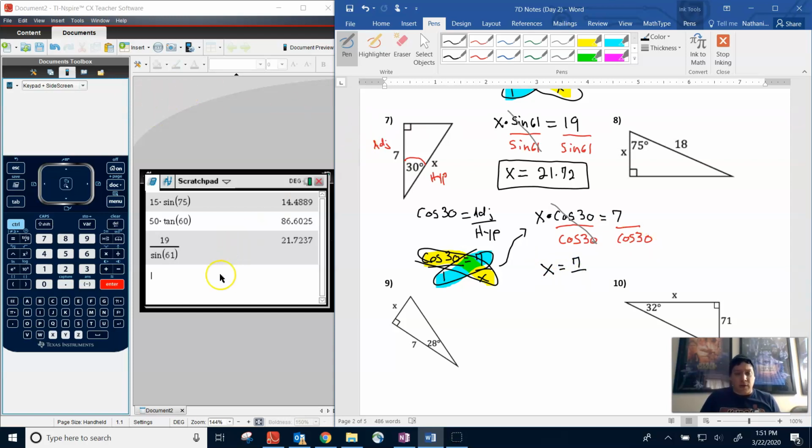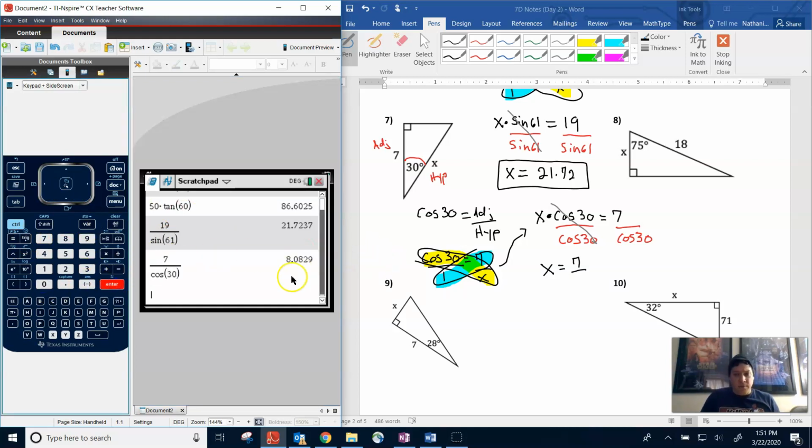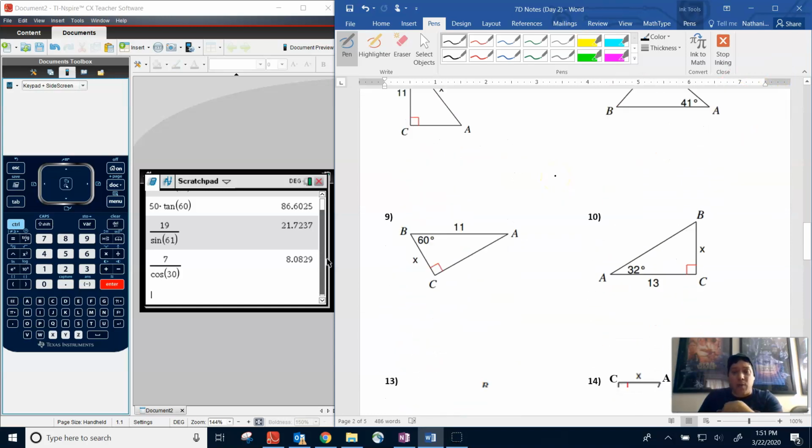Well, we could just plug that into your calculator. Let's do that. 7 divided by cosine of 30. Hit enter. We get 8.08. So let me actually get rid of this. 8.08. And that's it. And that's how we find missing sides in triangles. Remember, you always need one side, one angle.